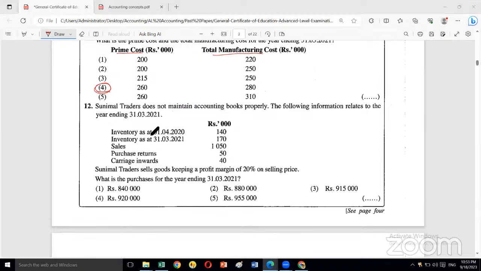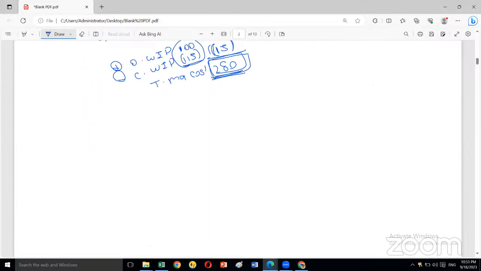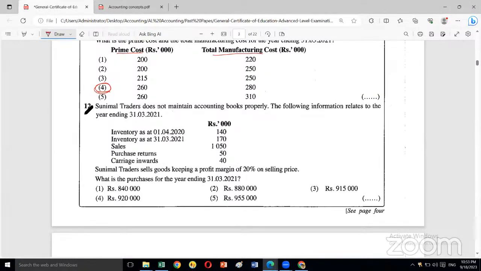Okay. Listen to me very carefully. Don't write anything when explaining. If you are doing something when I am explaining, you won't be able to understand. Okay, so now see this question number 12.